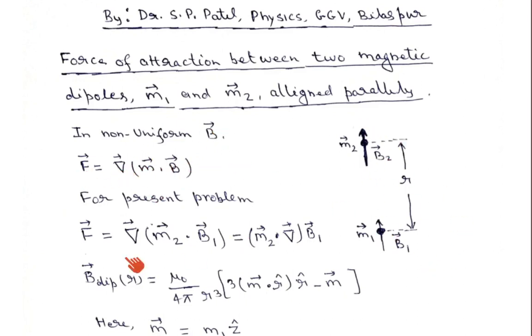Okay, so now one can apply this formula in the present problem. The force vector can be written as del operator in bracket. So we can choose any one. I have chosen the m2 dipole, in place of m, that is m2, and in place of B, that is B1. Means we have to find out the force on dipole m2 due to dipole m1, due to magnetic field B1 originating from the dipole m1. So that is why I have written F is equal to del in bracket m2 vector dot product with B1 vector.